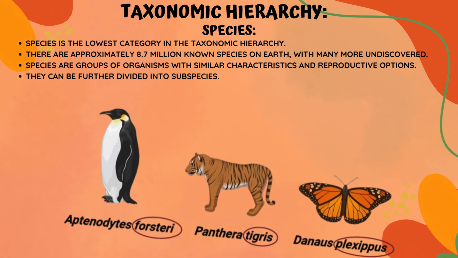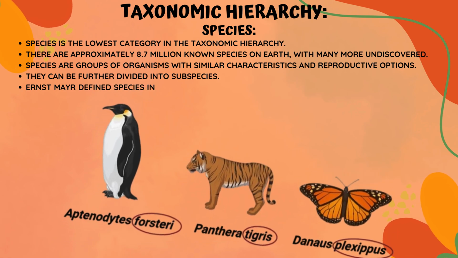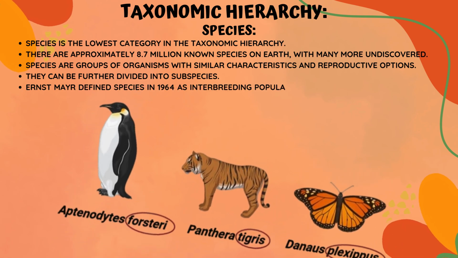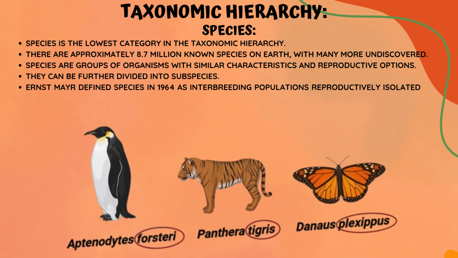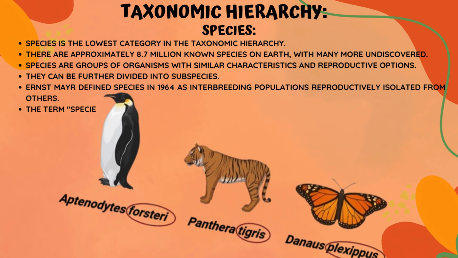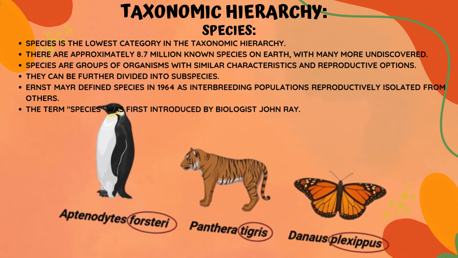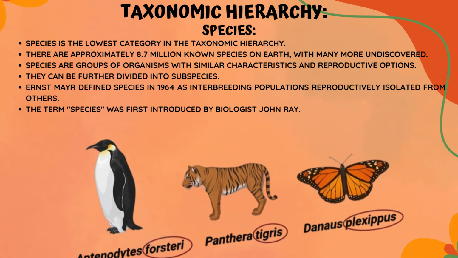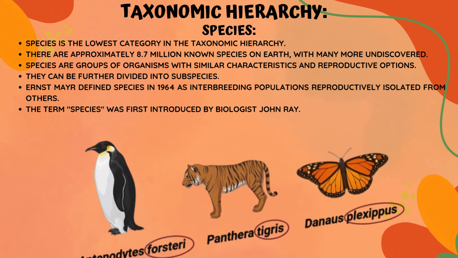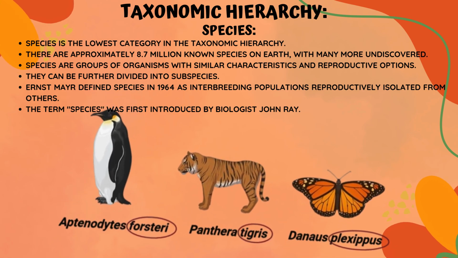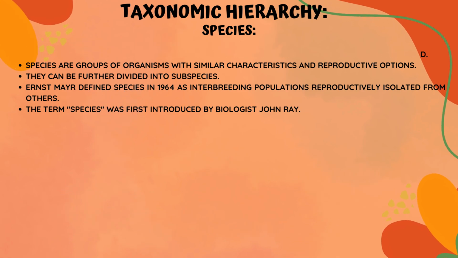It refers to a group of organisms that are similar in shape, form, and reproductive options. Species may be further divided into subspecies. It was first defined by Ernst Mayr in 1964 that species are interbreeding populations that are reproductively isolated from other such groups. The term species was first introduced by biologist John Ray.